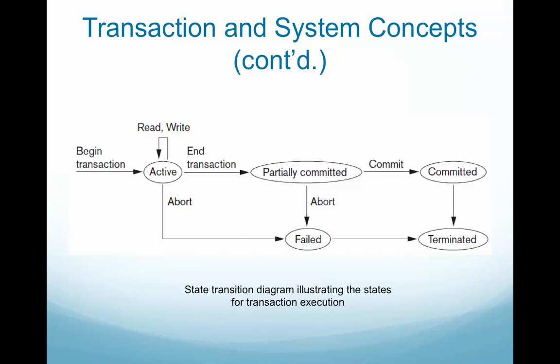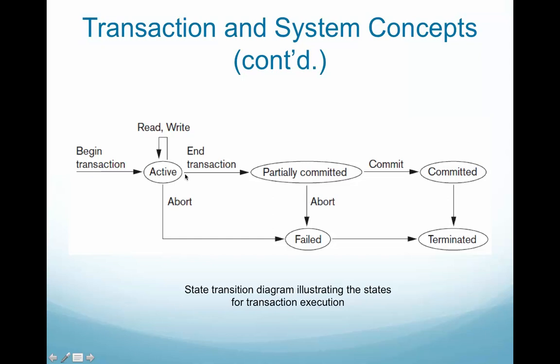So here's a state transition diagram that illustrates the different states in which a particular transaction can be in at any point of time. Our starting state is when the transaction begins: it is in an active state where there are read and write operations happening. That's the reason one of the nodes in this state transition diagram is the active node. Some of the actions that can happen on it are read or write, and that will still keep the transaction in an active state.